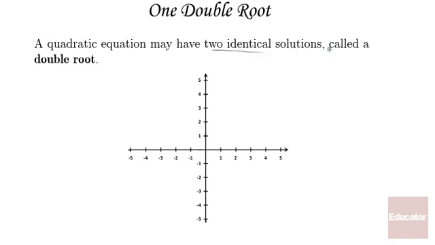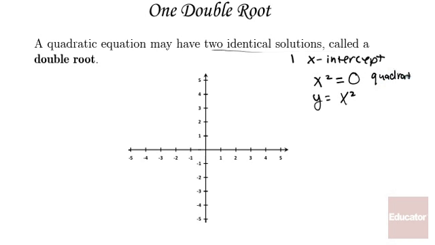Anyway, let's think about when this could occur. It would have to occur in a situation where there is only one x-intercept. Let's look at just a very simple function, a simple quadratic equation, and its corresponding function. So a quadratic equation, x squared equals 0. The corresponding quadratic function is y equals x squared. So here we have a quadratic equation. And here we have the corresponding quadratic function.